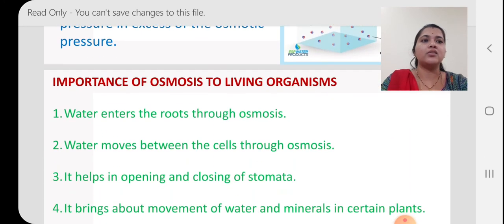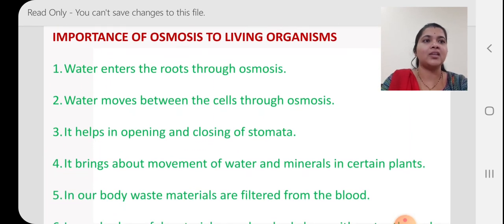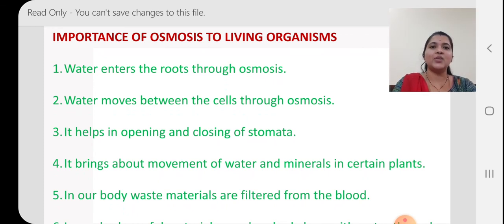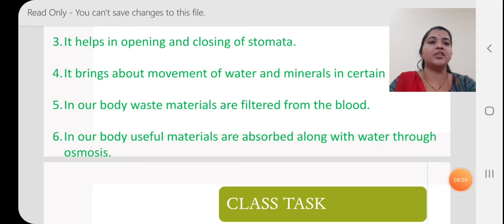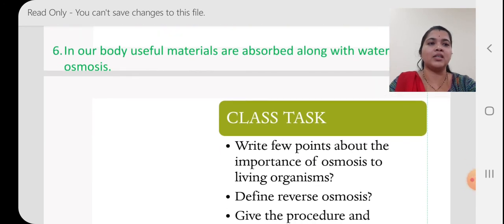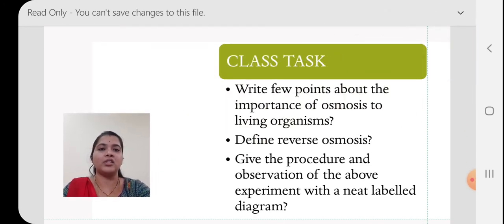As this is the completion of the osmosis concept, let's go with the importance of osmosis to living organisms. Water enters the roots through osmosis. Water moves between the cells through osmosis. It helps in opening and closing of stomata. It brings about movement of water and minerals in certain plants. In our body, waste materials are filtered from the blood. In our body, useful materials are absorbed along with water through osmosis. These are the importance of osmosis, children.